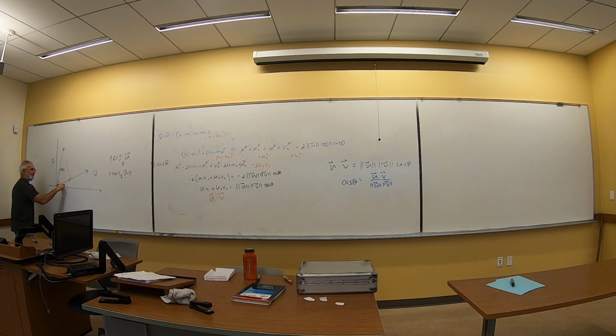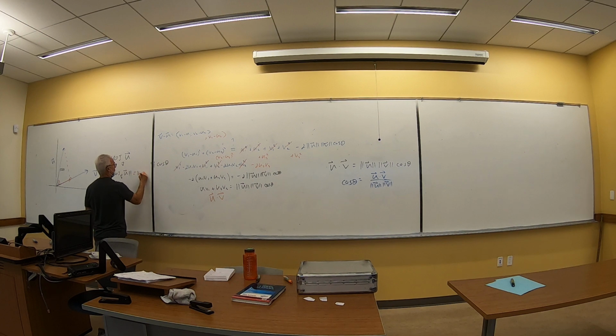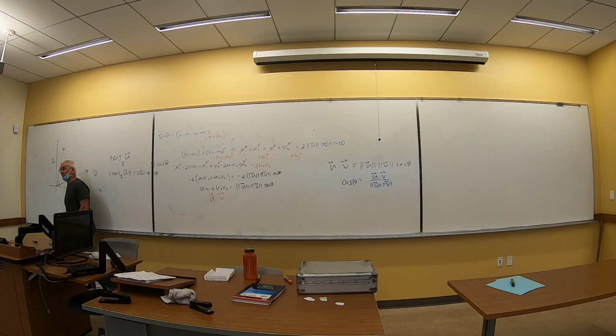So I'm looking for this length here. So cos theta is this over this, this would be my hypotenuse. So would you say magnitude u cos theta? Does everybody agree with that? That's exactly what it is.